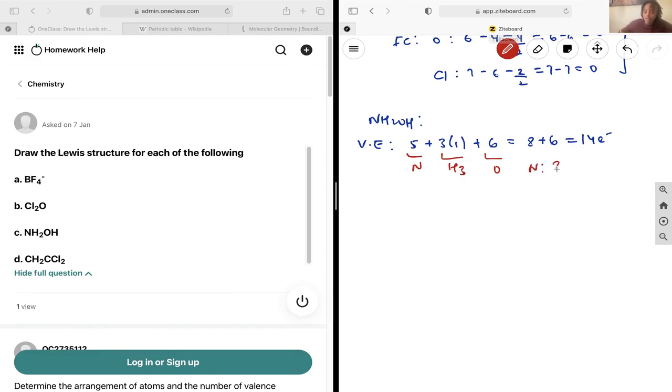For nitrogen, it can make 8 minus 5, so 3 bonds. Oxygen, it can make 8 minus 6, so 2. Hydrogen, it can make 8 minus 1, so 7. But typically, hydrogen can't be the central atom because it can only make 1 bond, actually. So nitrogen is clearly going to be our central. We can place those around it. And that's the OH. Let's add 1 bond in between all of them.